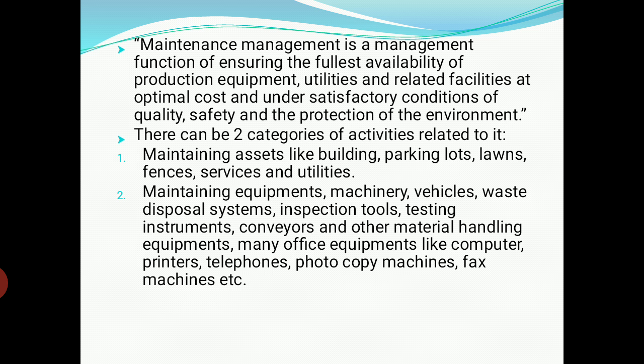Thus, there can be two categories of maintenance management. One is maintaining the assets. Assets include what? Like buildings, parking lots, maybe lawns, fences, services, and other utilities. And the other is maintaining the major equipment which is actually there for producing an item. Maybe the equipment, machineries, the vehicles that may be used, even the material handling equipment, the office equipment, the inspection tools, waste disposal systems. There are so many things that we are using, and those things have to be maintained, and that becomes the second aspect. So two types of maintenance can be there.